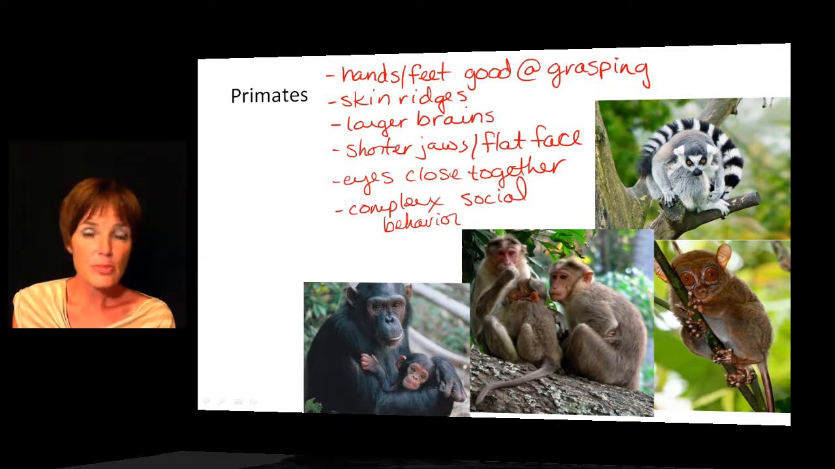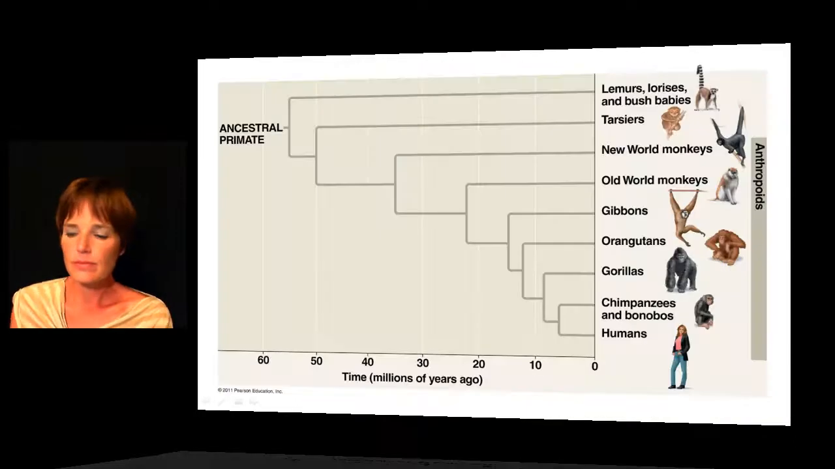The earliest known primates did spend most of their time in trees. So many of the characteristics that we see in primates are adaptations to help them be tree dwelling. That's not necessarily the case today. We do have some that spend more time on the ground than they spend up in the trees, and human beings would be one example of that.